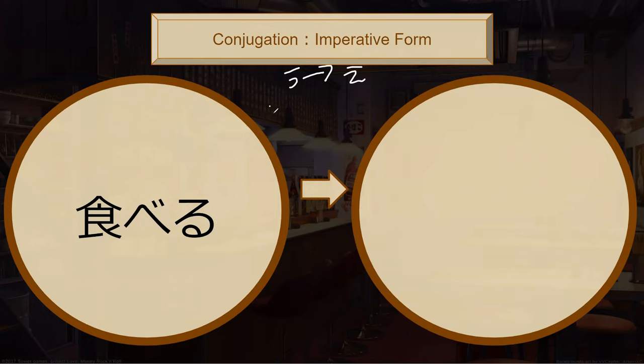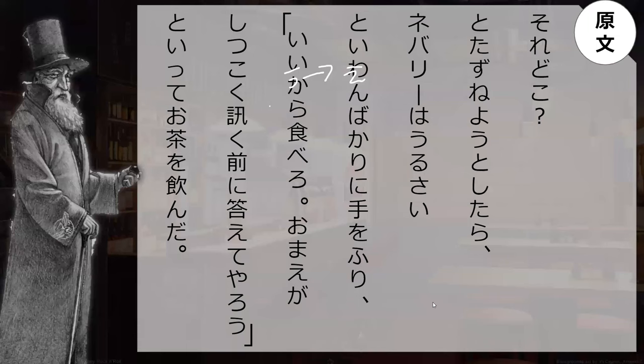What is the plain form of the verb? Taberō. Yes, taberō. Perfect. Good job. That was a hard one. And this will be our last sentence of the day. Hopefully you can read it in 7 minutes before the meeting shuts down on us.